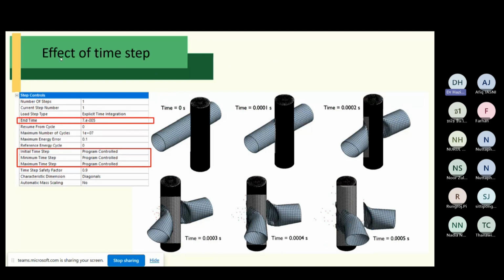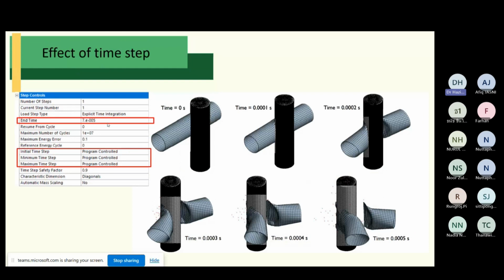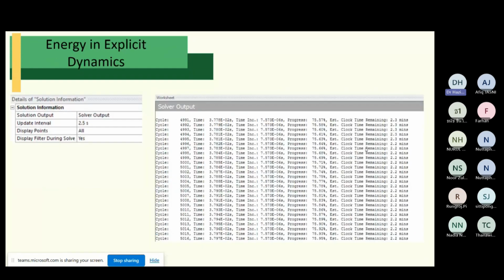Okay, so the effect of time step. In the analysis setup, you need to carefully select the time step, because a higher or larger number of time steps means more computation time is required. So you need to define the time step carefully. It's advised to start with the smaller time step, because you can check after you solve the problem. You can always check the time required. If you start with the higher time step, it means a longer time is required to solve the problem.